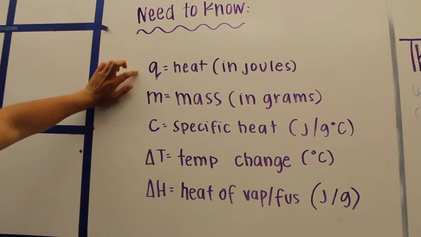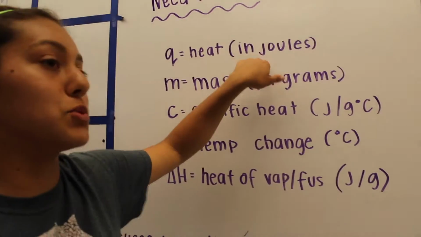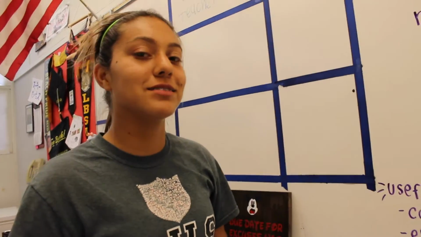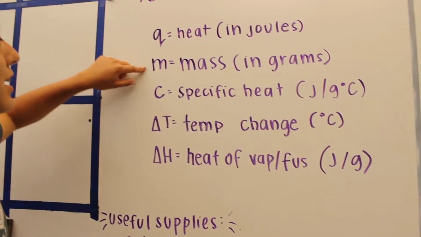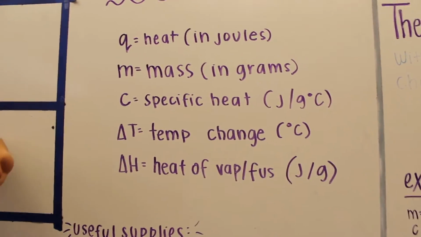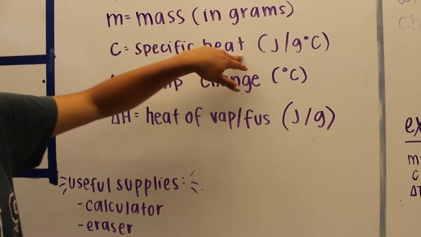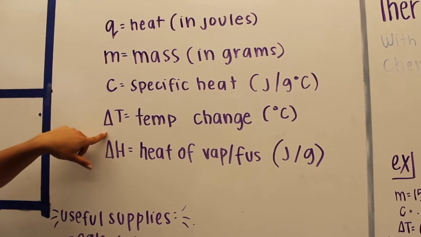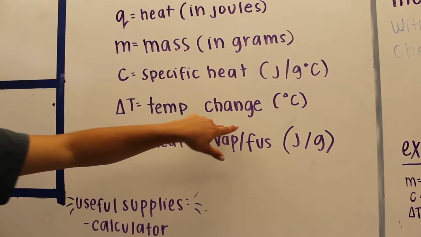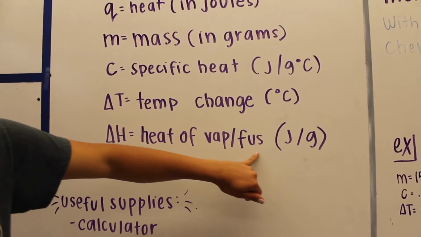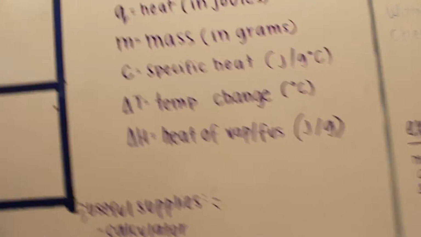First off, Q equals heat, and this heat is in joules. Not the kind of joules you wear. It's more of a measurement. Yeah, I know what you're thinking. M is mass, in grams. Grams is also a way to measure things. C is the specific heat, if it's hot or cold. Because you're hot and you're cold. Okay, the triangle T is the temperature change in Celsius, and the triangle H is the heat of vaporization or fusion in joules per gram.